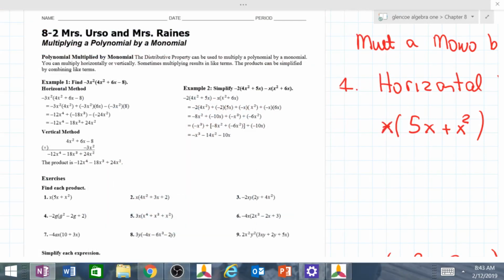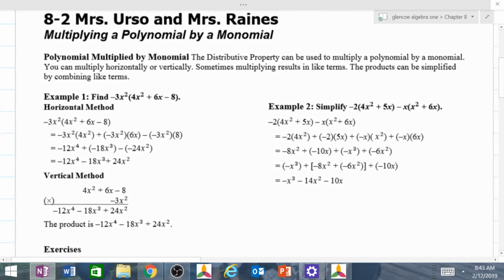Good morning and welcome to lesson 8.2, multiplying a polynomial by a monomial and solving polynomial equations. Today we're going to look at two different methods on how you can multiply a polynomial by a monomial. The first method we're going to call the horizontal method, which is actually just using the distributive property. The second method is the vertical method, and I'm going to show you both, but you can actually use any method that you choose. So I'm going to do 3 or 4 problems for you using both methods.